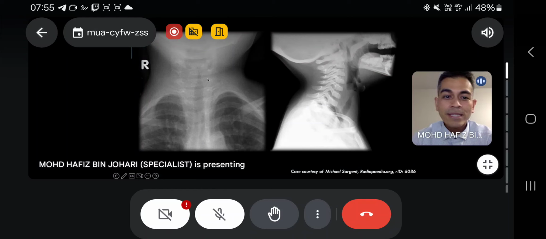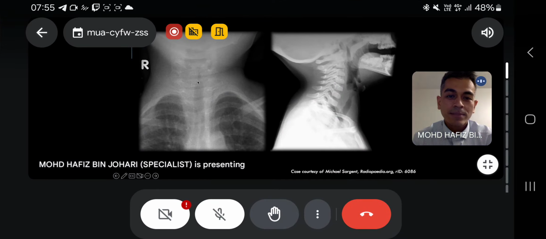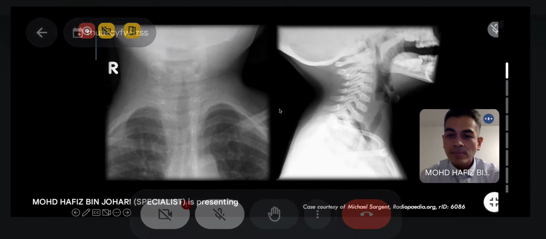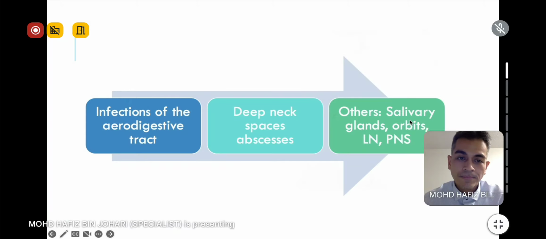But when we do imaging, this is what we are seeing. This is called the steeple sign. We can see there is subglottic airway narrowing, which gives rise to this steeple appearance, or we can call it the inverted V sign. The epiglottis here is normal, but the subglottic region here is narrowed. So this is an example of acute croup.